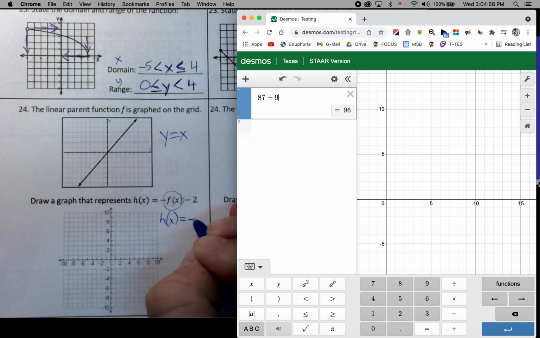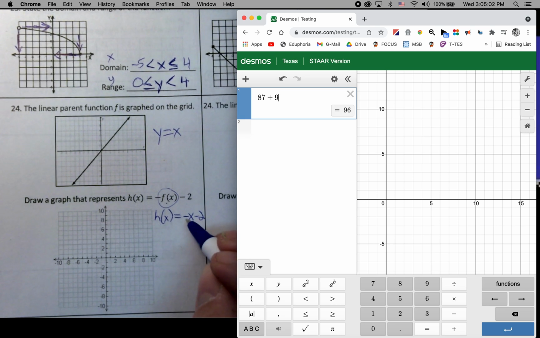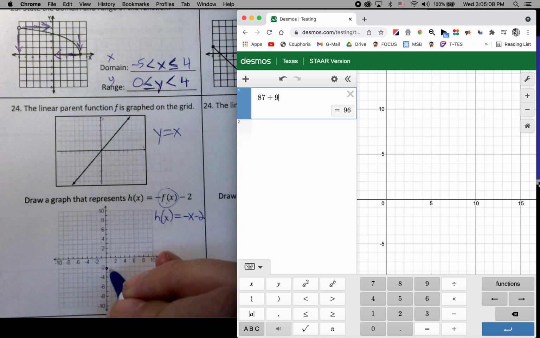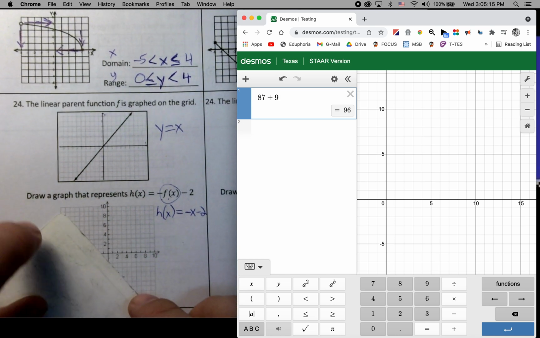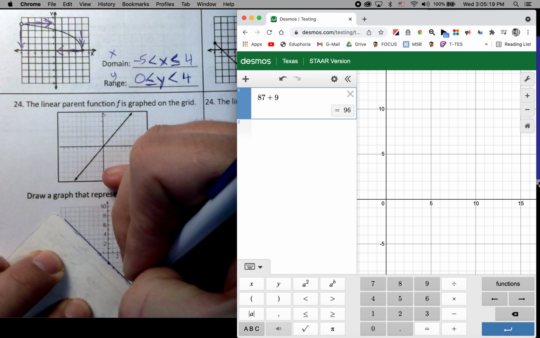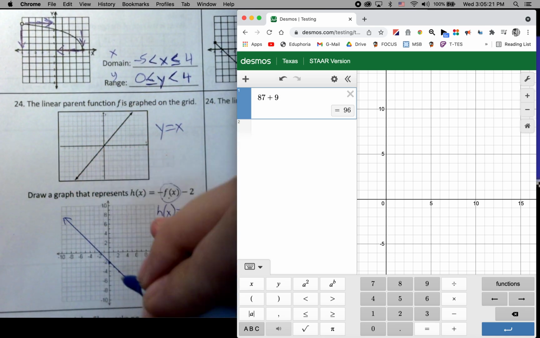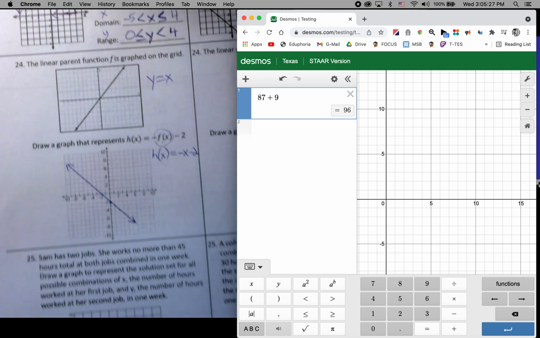negative x minus 2. So this is in slope-intercept form. So I can take the intercept of negative 2, and then I'm using my slope of down 1 over 1, down 1 over 1, and so on. There we go. I only need a couple points, and then I'm going to take my straight edge, which is my ID, connect the dots, and I'm going to put arrows on the ends of it. There we go. All right, and one more, 25.